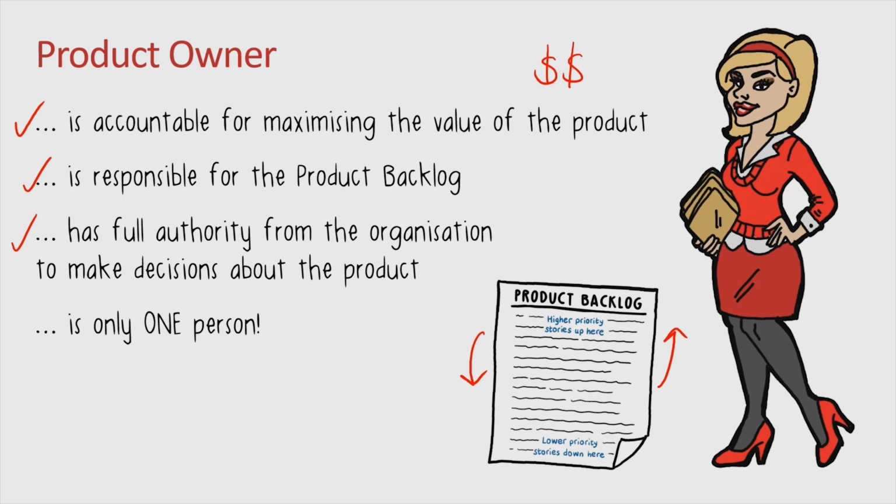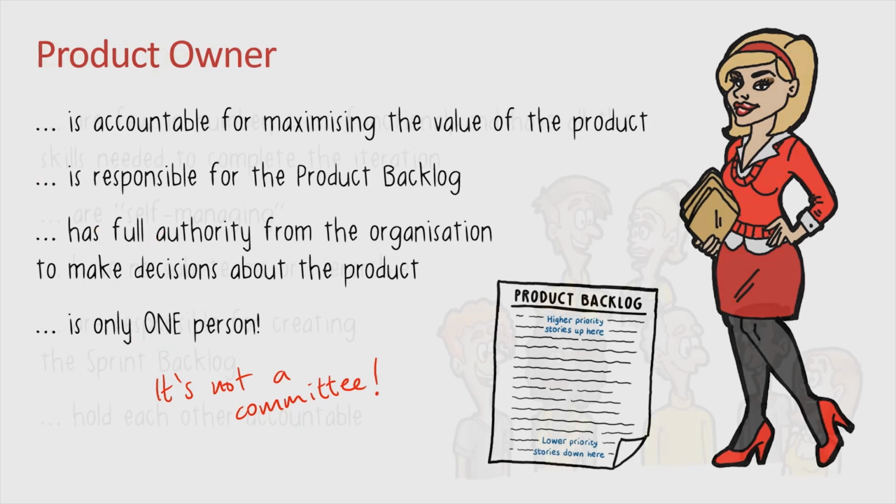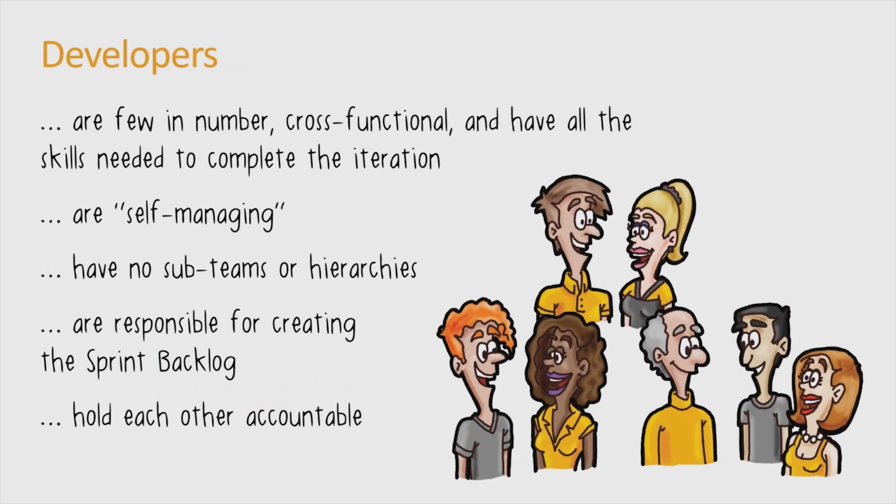Importantly, note that the product owner role is only one person. It is not a committee. That's really important, because we need it to be just one person, as making decisions by committee takes an awful long time. Whereas if it's just one person that does have that full authority to determine what gets worked on next in our product, then that's going to make for much quicker decisions and much quicker responses to any changes.